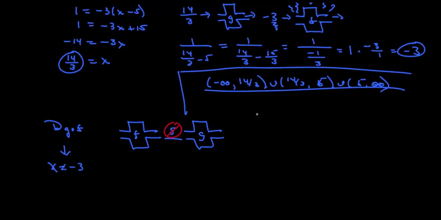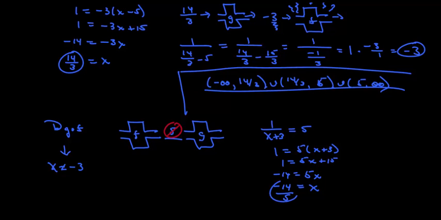So let's go ahead and work through that. I want to make sure that f, which is 1 over x plus 3, is not equal to 5, because if it's equal to 5, that's going to be my restriction. So let's go ahead and solve this, and this will tell me what I can't use. It looks like negative 14 fifths.